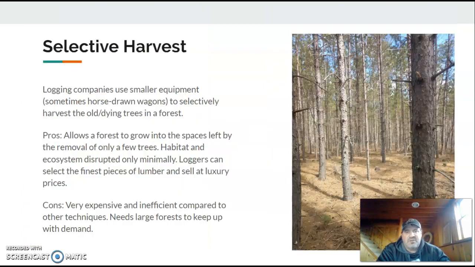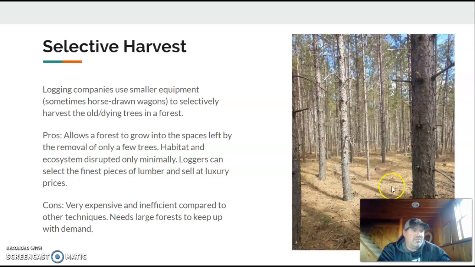So there's another alternative, and that alternative is called selective harvest. Logging companies can use smaller equipment. Even in Minnesota, there's a lot of horse-drawn lumberjack companies. They literally drag teams of horses through the woods because machinery can't do this very well. What they do is, if you can see in this picture over here, they'll choose out specific trees. You can see where they've cut down trees in the middle of this forest, and they lay them down, and then they have to drag them out.